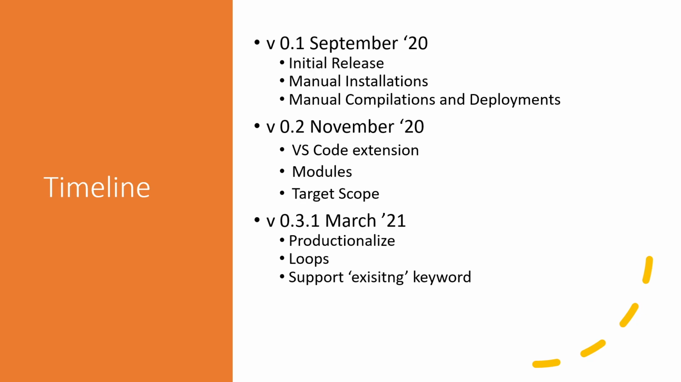This included a VS Code extension that has been very helpful, and we will show how to install and configure that during this walkthrough. It also introduced the concept of modules. For those that are unfamiliar, modules are like a function or a stored procedure, aka something that I can pass a limited set of values or parameters to, and I get a result out of it that I would expect. And then also the concept of target scope was introduced.